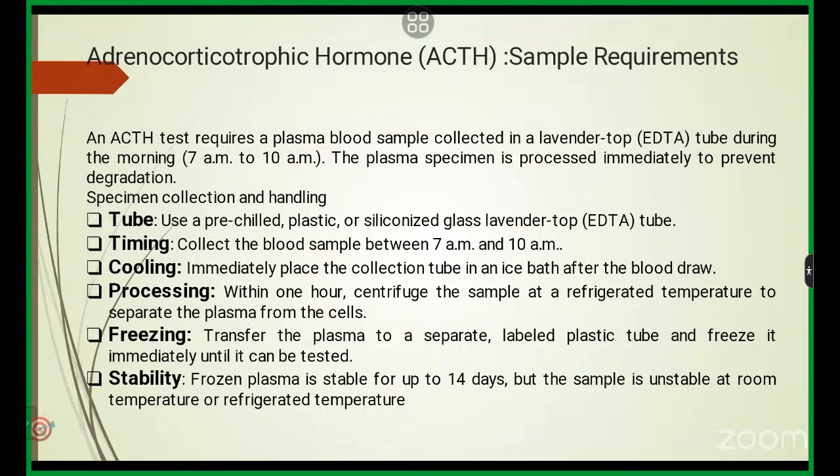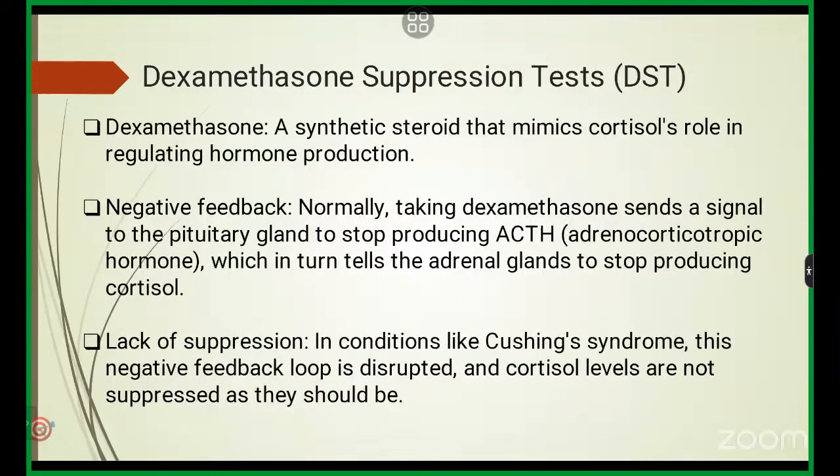So, freezing: you should transfer the plasma to a separate labeled plastic tube and freeze it immediately until it can be tested. This is for when there is a delay; you have to freeze it. Stability: frozen sample is stable for 14 days. Be aware of that so that the correct diagnosis is gotten.